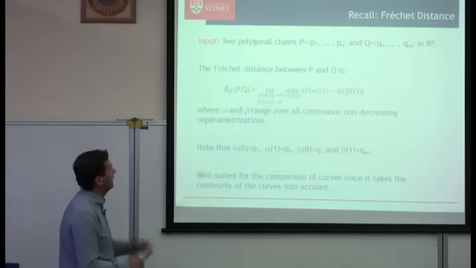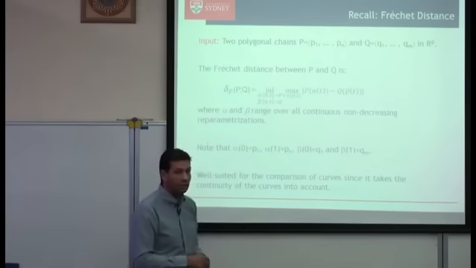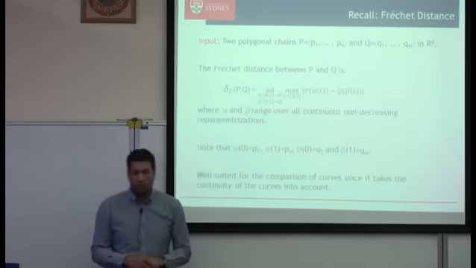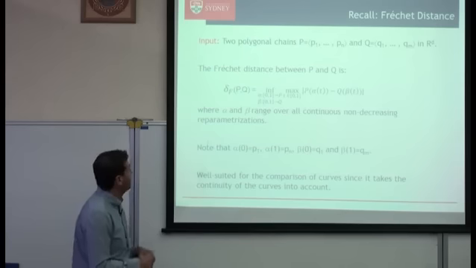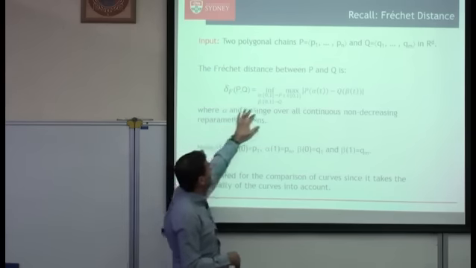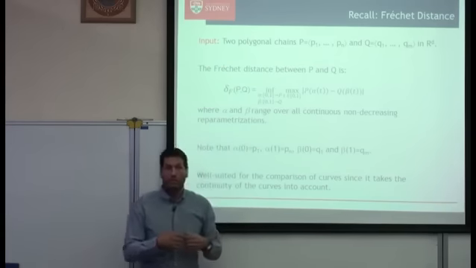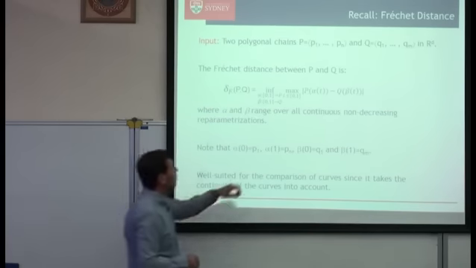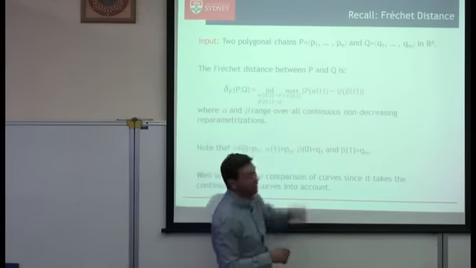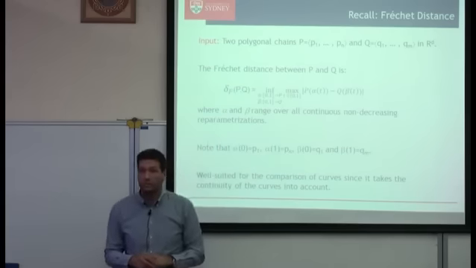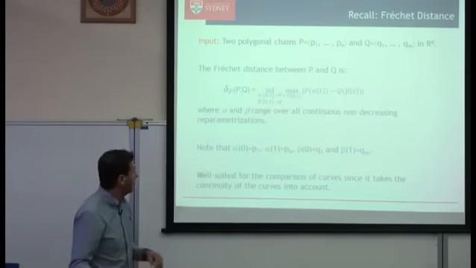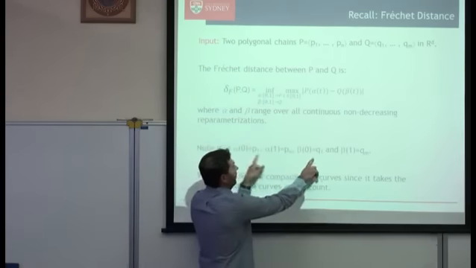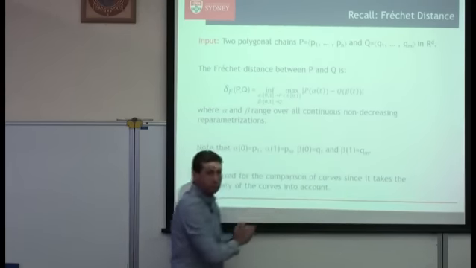And this is the more formal definition that says that you have two polygonal curves, P and Q. And the Frechet distance is where you take all the reparameterizations, alpha and beta, going from the start to the end, and you want to minimize the maximum of this distance. Okay? And of course, then you have to start at the start point, and you have to end at the end point. Okay?